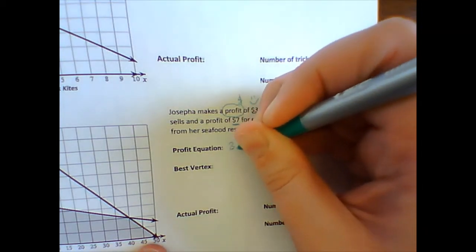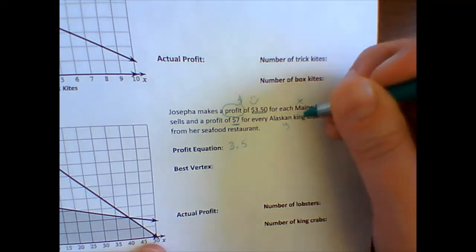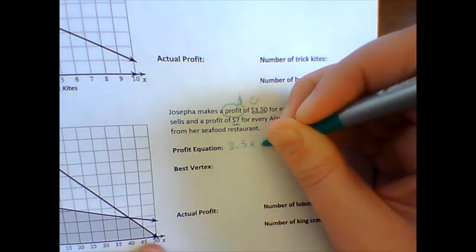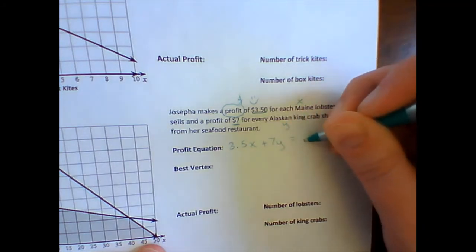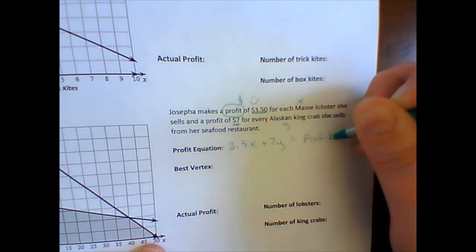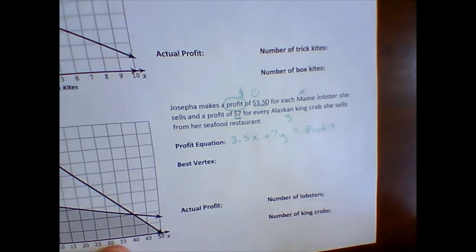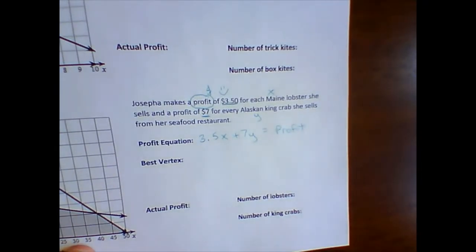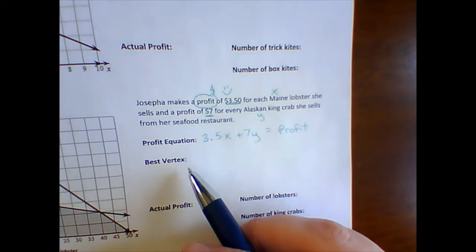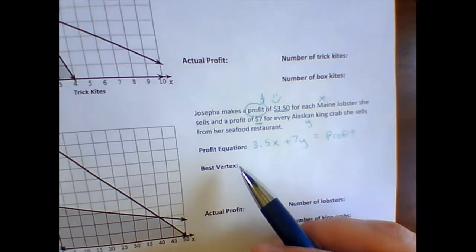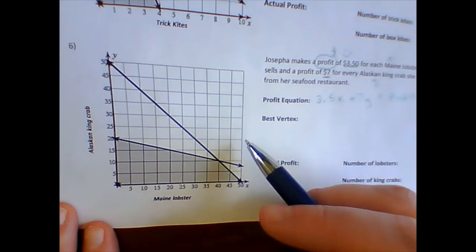So now we're going to put this together in a profit equation. And there's no total that we're equaling quite yet, other than it's just going to be the profit, because it's going to be different depending on how we run our business. So the business itself will determine what the profit is. So we don't know, and that's what we're going to find out in number 6. So we're going to find the vertices.